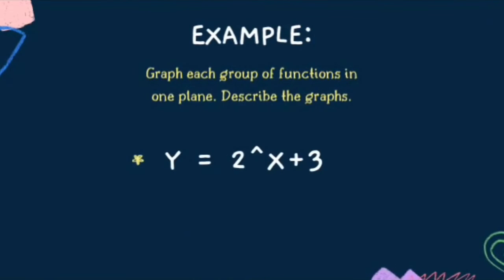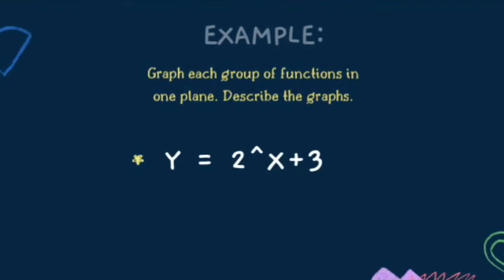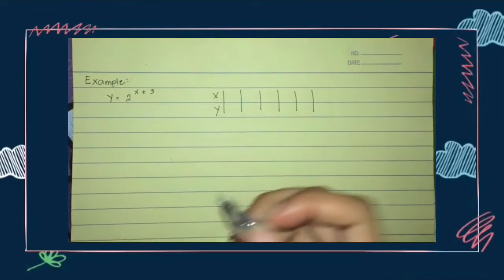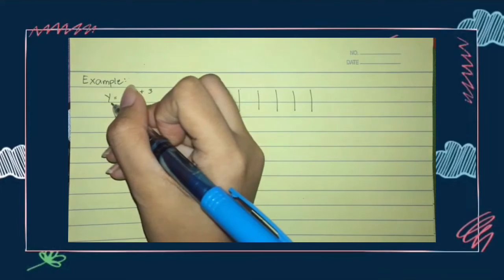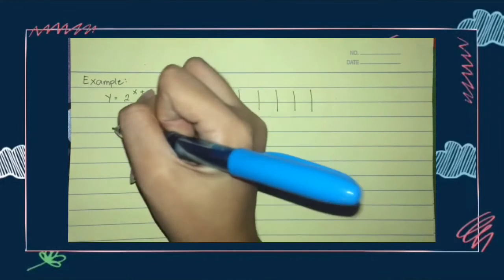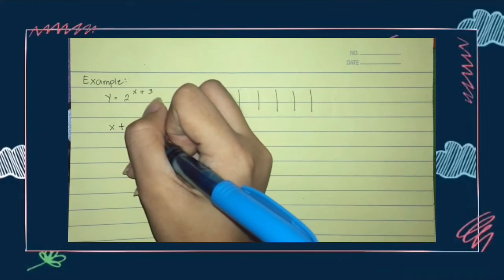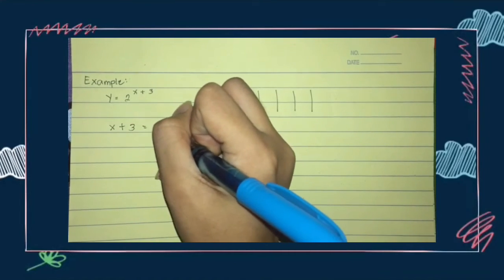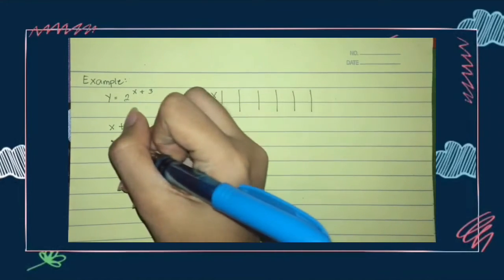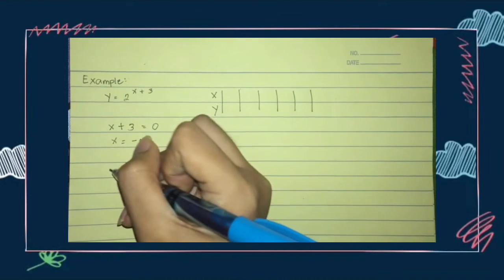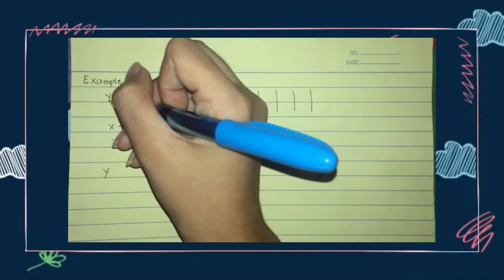For example, y is equal to 2 raised to x plus 3. So, here is the solution of our given example. y is equal to 2 raised to x plus 3. But first, let us solve for our exponent. So we will solve x plus 3 is equal to 0. We will transpose the 3, and x becomes negative 3.